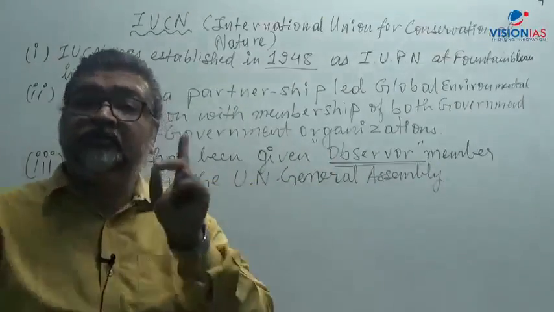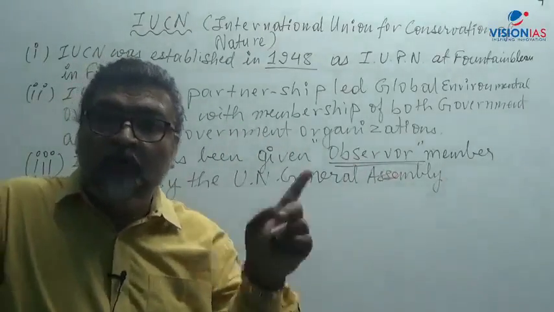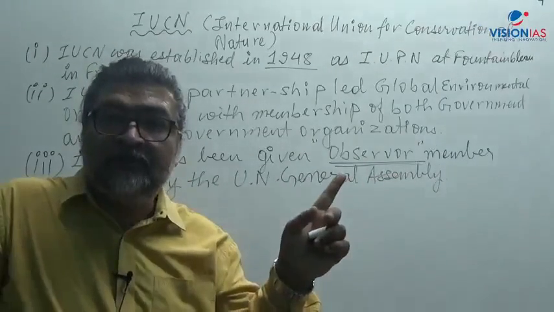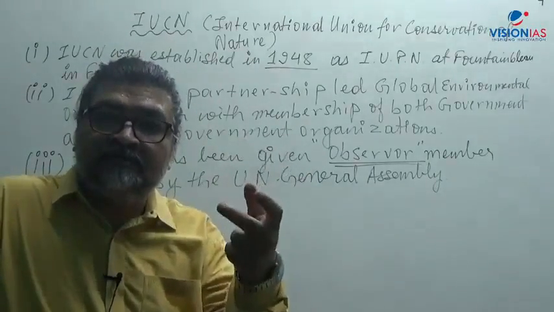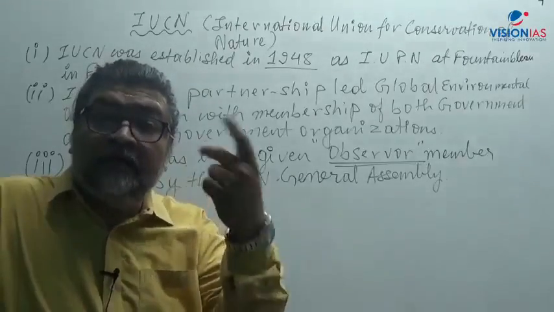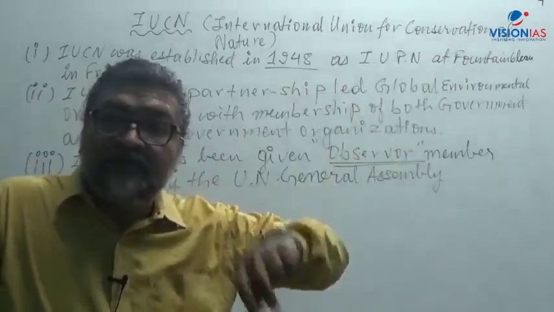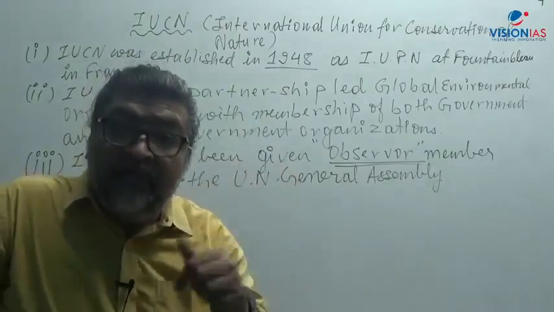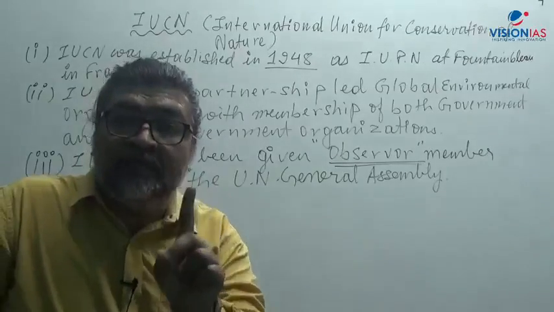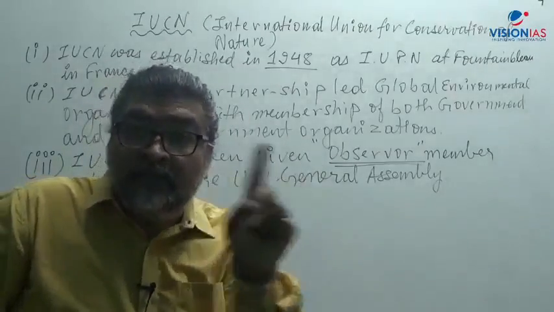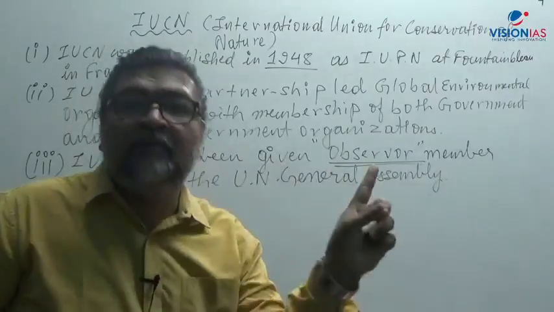But can we call IUCN intergovernmental? No, we will not call it intergovernmental. What do you mean by the word intergovernmental? Intergovernmental means which is formed by governments, where the national governments, like India, China, Brazil, US, Russia, France, all these countries, are the member countries. They have formed that organization. That is called intergovernmental. So IUCN is a global body, a partnership-led organization, but we will not call it intergovernmental.